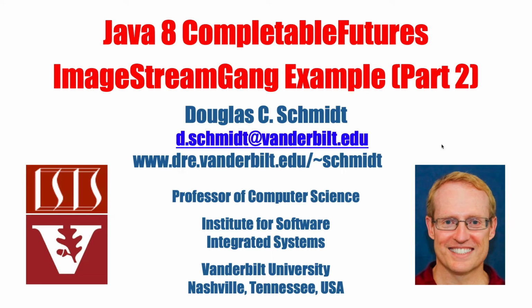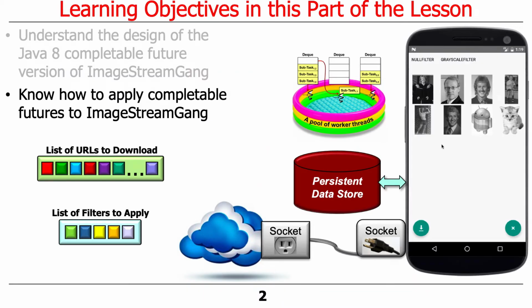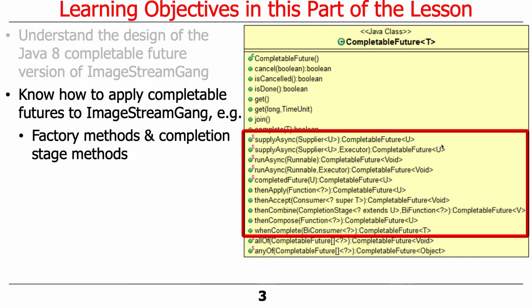Now that we've talked a little bit about what the ImageStreamGang example does using CompletableFutures, we're going to go ahead and show how to apply CompletableFutures to it in order to implement it. We'll start by talking about the factory methods and the completion stage methods. And then we'll go later and talk about the wrapper for the arbitrary arity method, allOf.